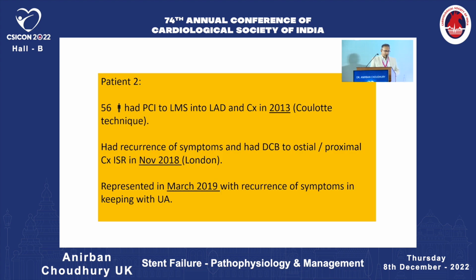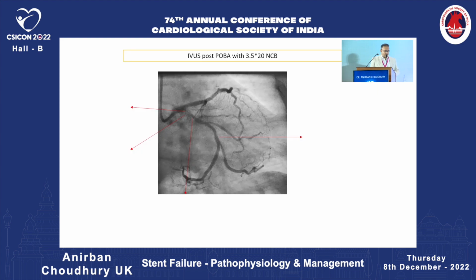Another patient who had PCI to the left main with culotte stenting in 2013 represented in a different region in London in November. So 5 years, not bad. They had found that he had severe ISR of the ostium in the proximal part of the circ, which was treated with a cutting balloon and a drug-coated balloon afterwards. But within 3 or 4 months he presented to us with recurrence of symptoms. And this is what it looked like after predilation.